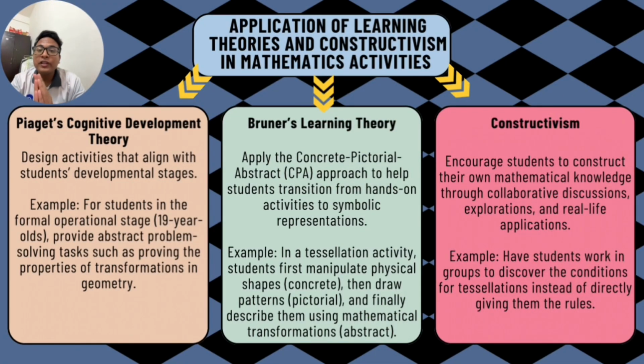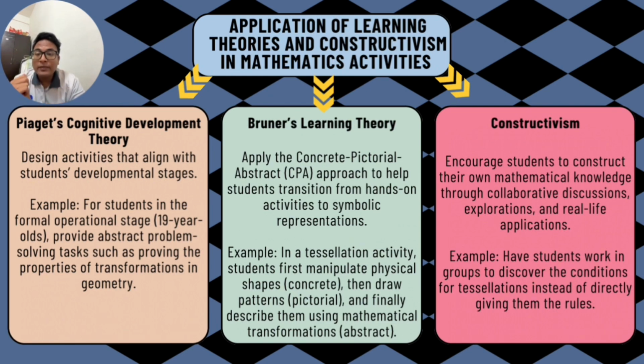Alright, I want to share with you guys the application of learning theories and constructivism in mathematics activities. The first one is Piaget's cognitive development theory: design activities that align with students' developmental stage. For example, for students in the formal operational stage, like 19 years old, provide abstract problem-solving tasks such as proving the properties of transformation in geometry.